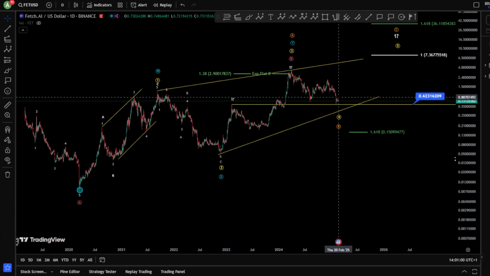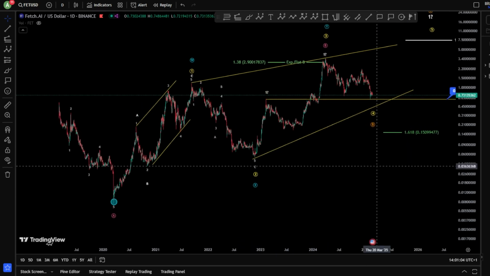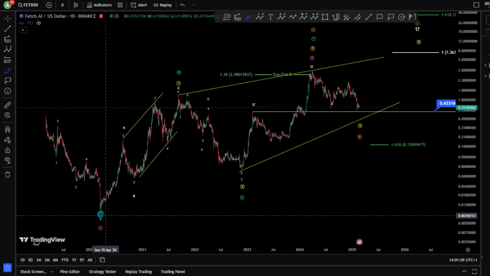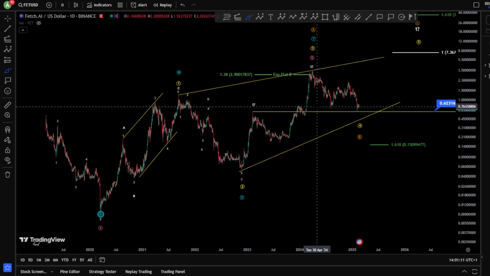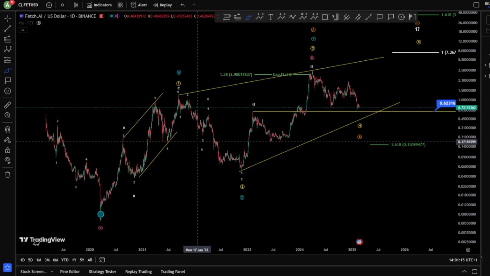So let's check up on FET. Did we get our last dip to the downside before we move explosively for higher prices? Because we have many bullish scenarios, which we're going to recap very fast on the all-time history here. What do we have as bullish?